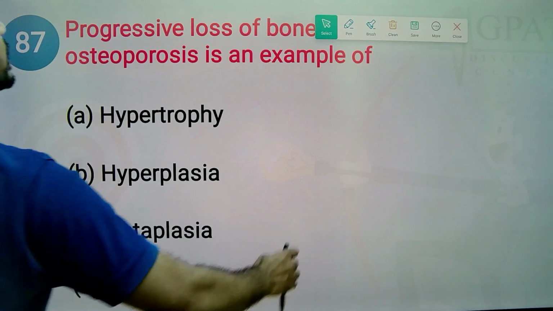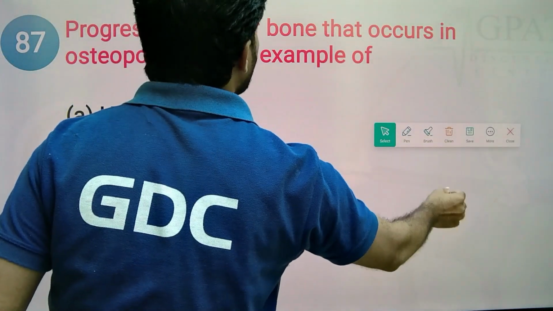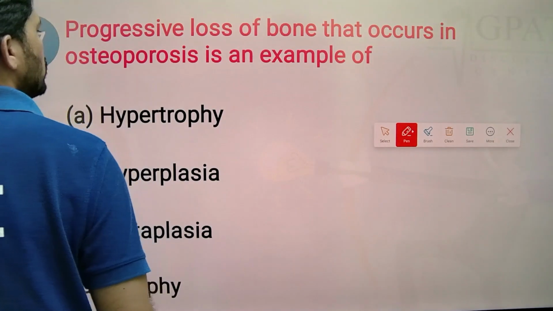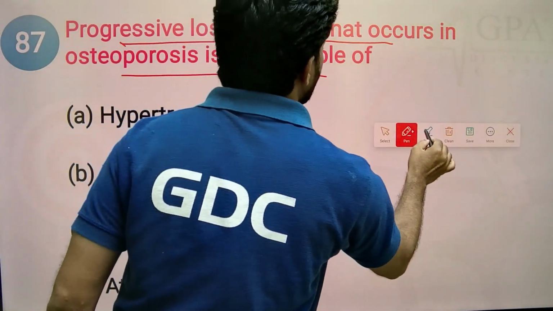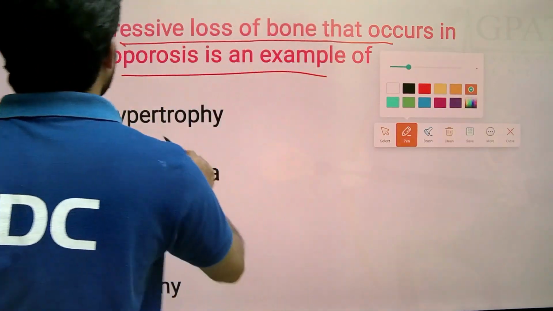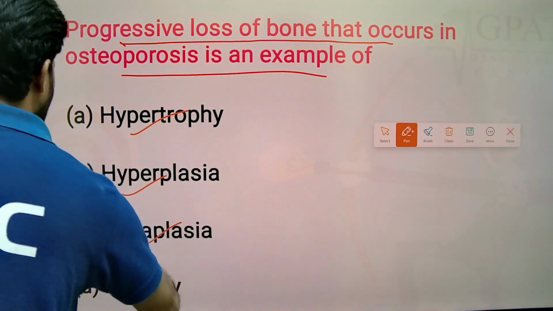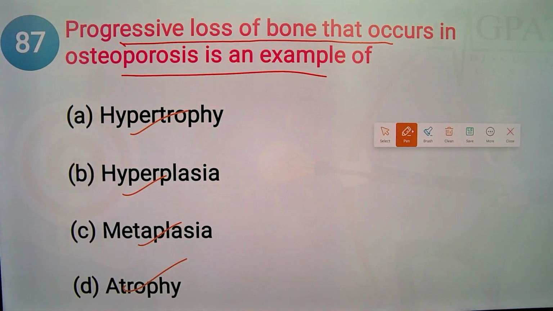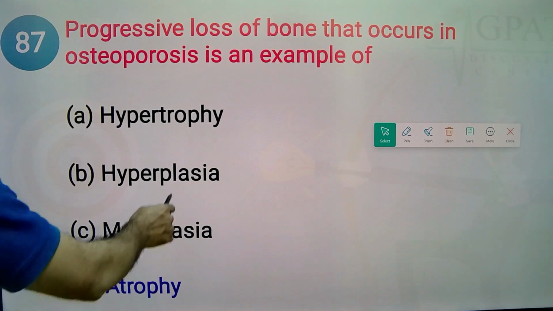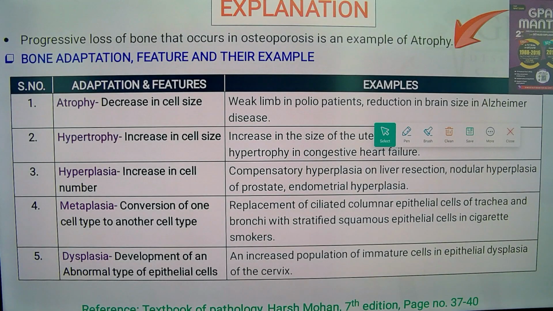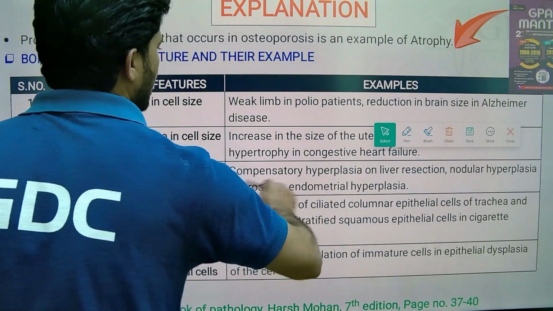Next, the progressive loss of bone that occurs in osteoporosis is an example of hypertrophy, hyperplasia, metaplasia, or atrophy. Atrophy. Atrophy means a decrease in growth. This is a basic question you can easily answer. Atrophy is a decrease in cell size, hypertrophy an increase in cell size.